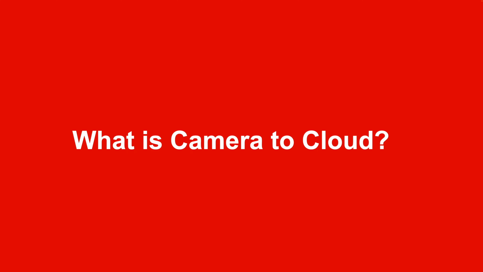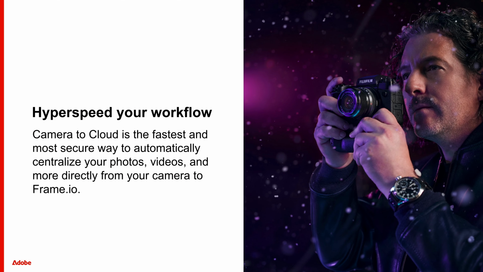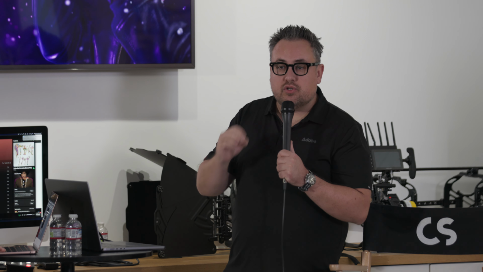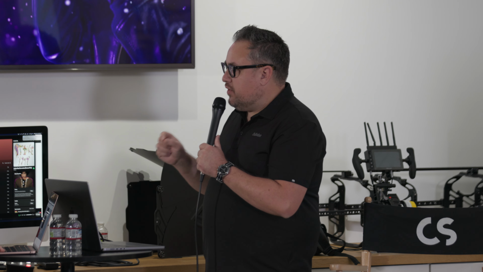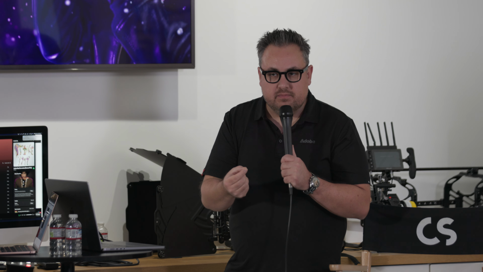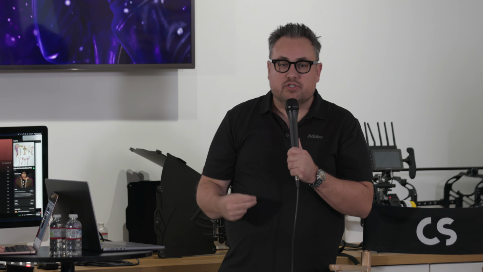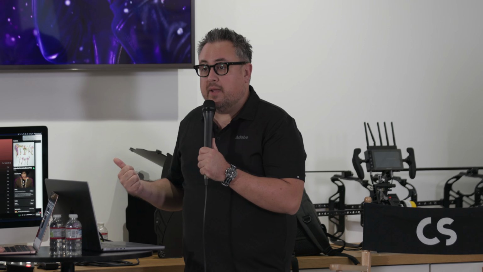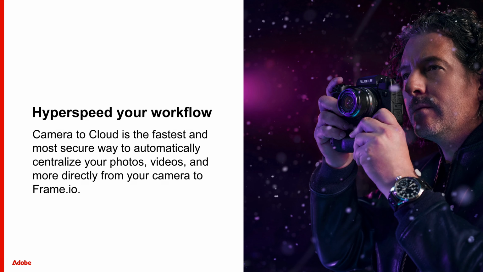But we want to talk a little bit about what Camera to Cloud is on the Frame.io side. So what is Camera to Cloud? Essentially, Camera to Cloud is the fastest and most secure way to automatically centralize your photos and your videos, and get them right into your Frame.io account so you can start that delivery process. It's easy to talk about it, but we definitely want to show you how it all works. Teradek makes this process very easy because they've got the bonded cellular devices. They also do the encoding in the device to send that up to Frame.io. So your proxies are available immediately for your creative team to start working with those assets.